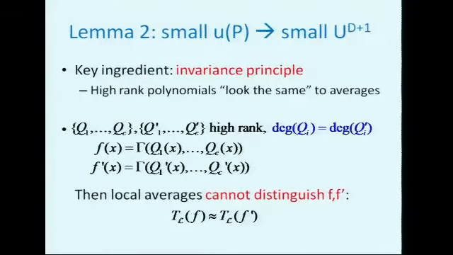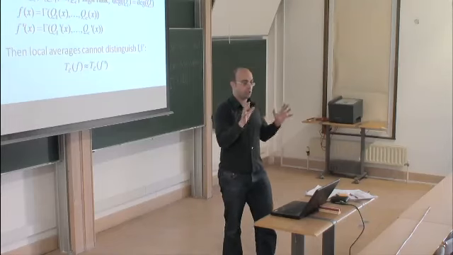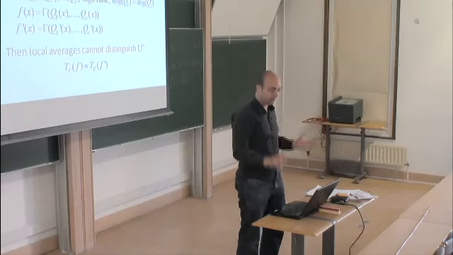So how can we use it? The main idea here is that we said there is some polynomial that's correlated with a property. We can use this to show that we can replace it by any other polynomial, and essentially it will look the same to all these linear averages.